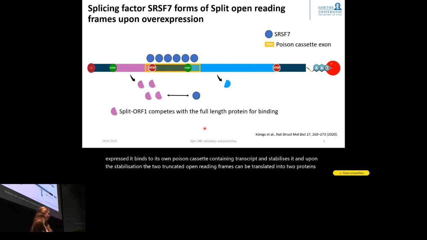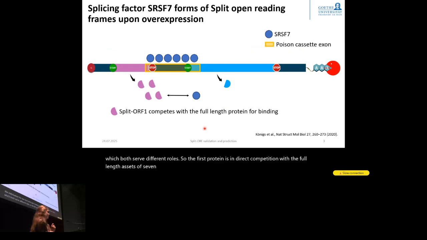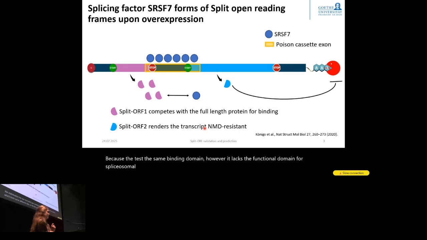roles. So the first protein is in direct competition with the full-length SRSF7 protein because it has the same binding domain. However, it lacks the functional domain for spliceosomal assembly. And the second protein renders the transcript NMD resistant. And from this finding, we went on to ask ourselves whether split ORFs are an exclusive phenomenon to SRSF7 or whether they are observed more widespread.